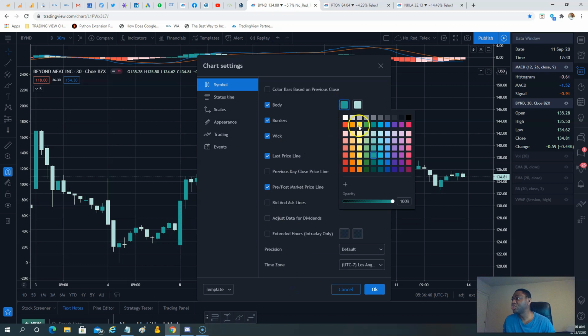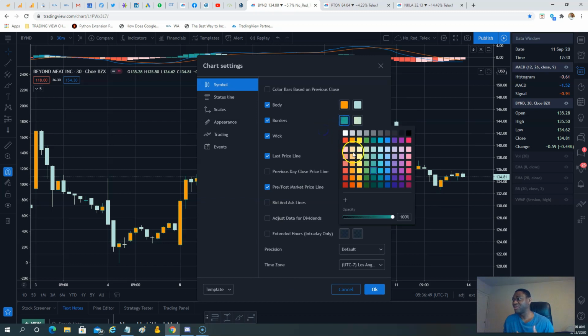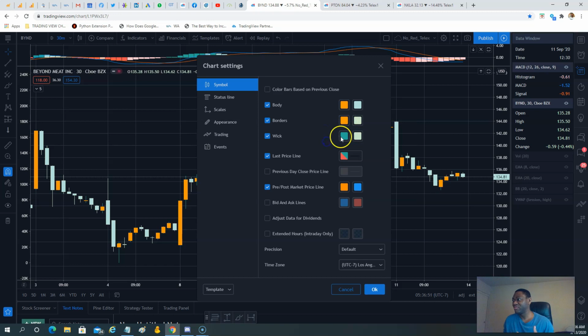We can change this one as well. Maybe you want a vibrant color when the stock is going up. Yeah, we can do that. Let's do this. Yeah, let's use this orange. That's the energy, so an energy color.